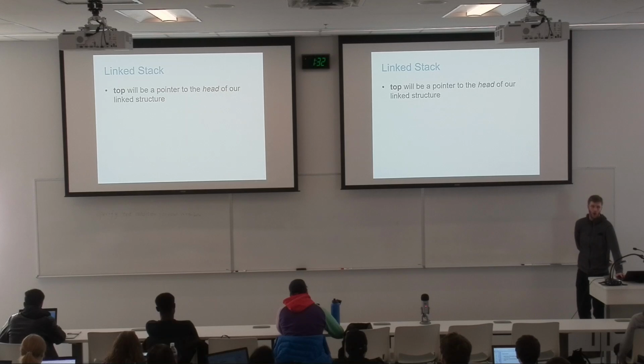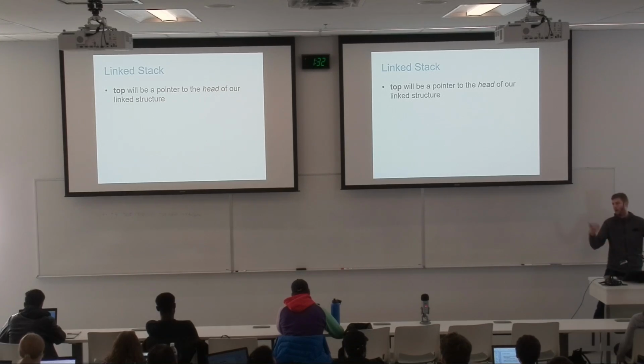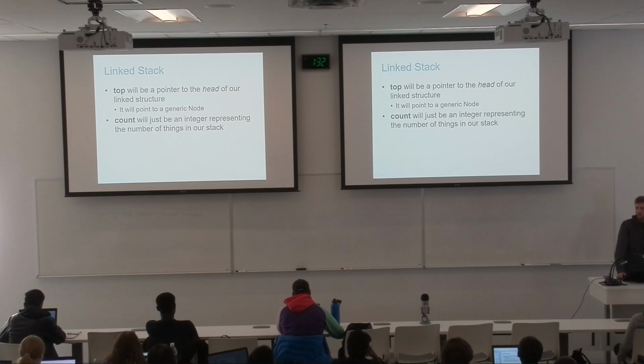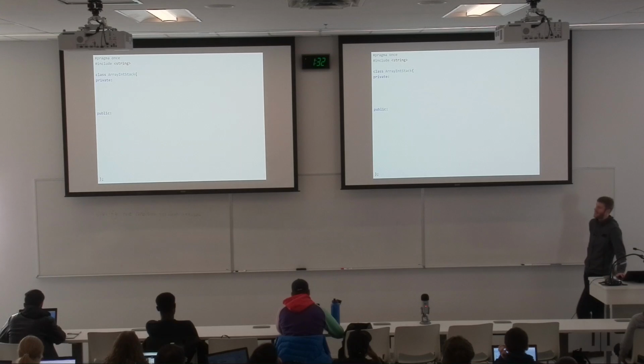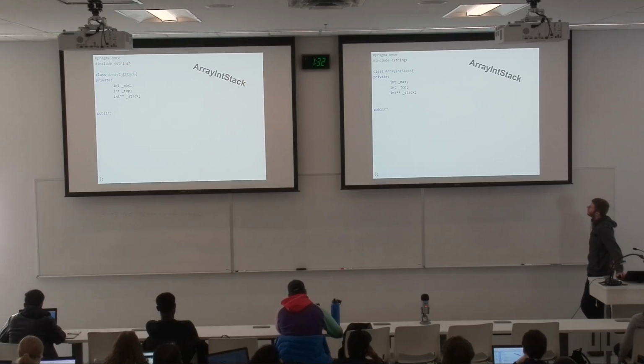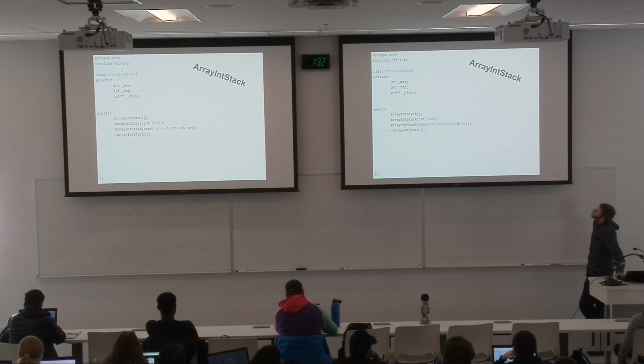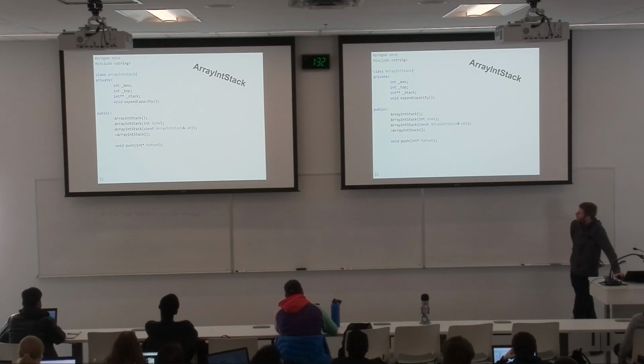Okay, instead of head, we'll have top, and it's going to be a generic node. Count will just be the number of things in the stack. Great. So here's our array integer stack. We had max, top, and int star star stack. And we had our four constructors, our push.